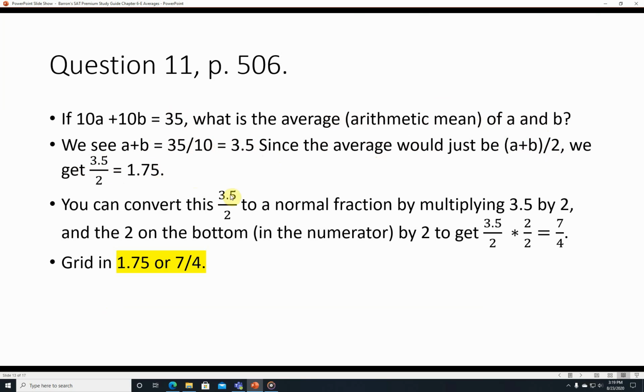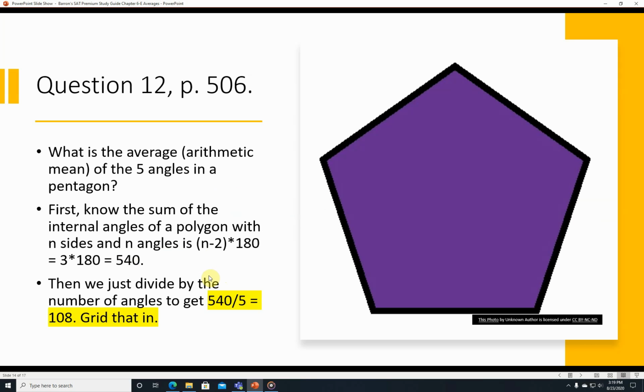Now you can take this 3.5 over 2 and either just grid it in as 1.75, or you can convert it to a normal fraction that doesn't have a decimal in the numerator or the denominator by just multiplying it by 2 over 2. So you get 3.5 divided by 2 times 2 over 2, which gives you 7 over 4. So you can grid in 1.75 or 7 over 4.